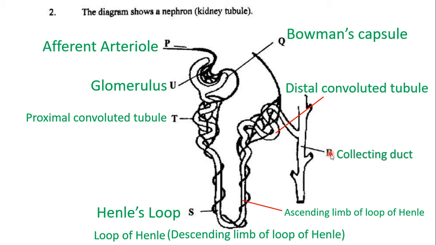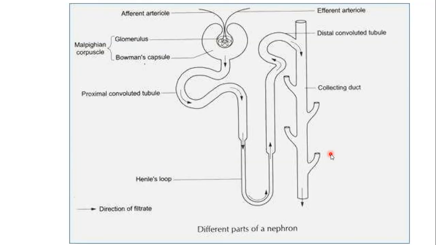Now let's consider another labeled diagram of a nephron so that you can become familiar with the parts and how the diagram can be oriented. Forgive me for it being blurry, but besides that, this is a very good diagram showing us the different parts of a nephron. So this one here is the afferent arteriole, like we saw before.